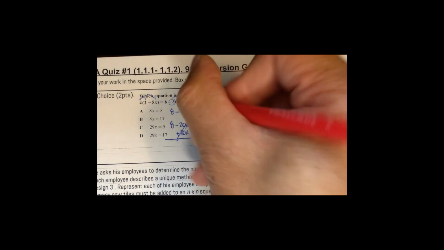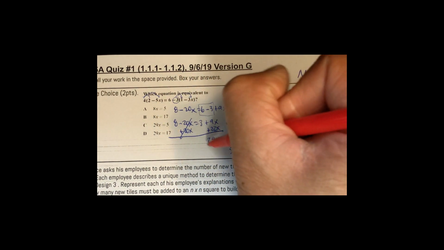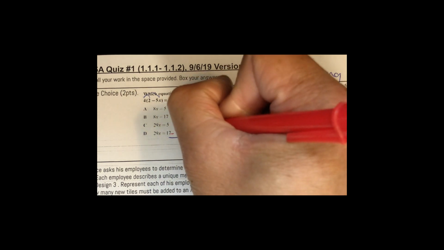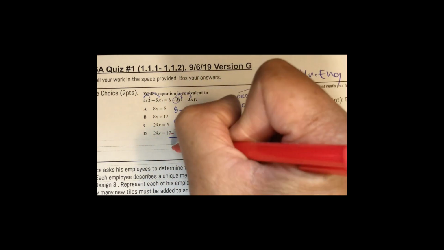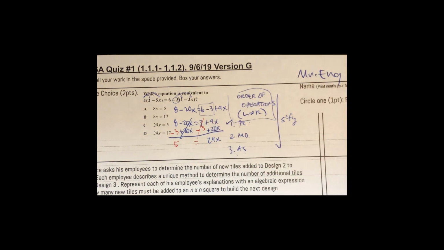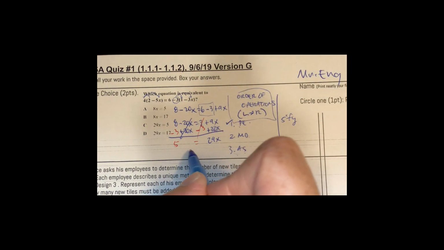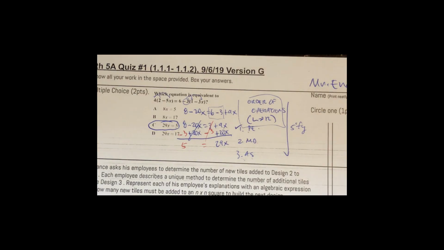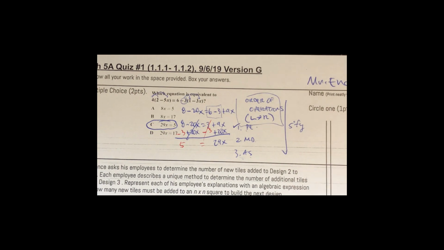And at the same time, since I have the x's on this side, I'll move the constant to this side. So that is subtracting 3. This will equal 0, and we're left with a 5 there. So 29x equals 5, and that is choice C. Is your answer. So thinking about equivalent expressions, you're going to have to do some simplifying.